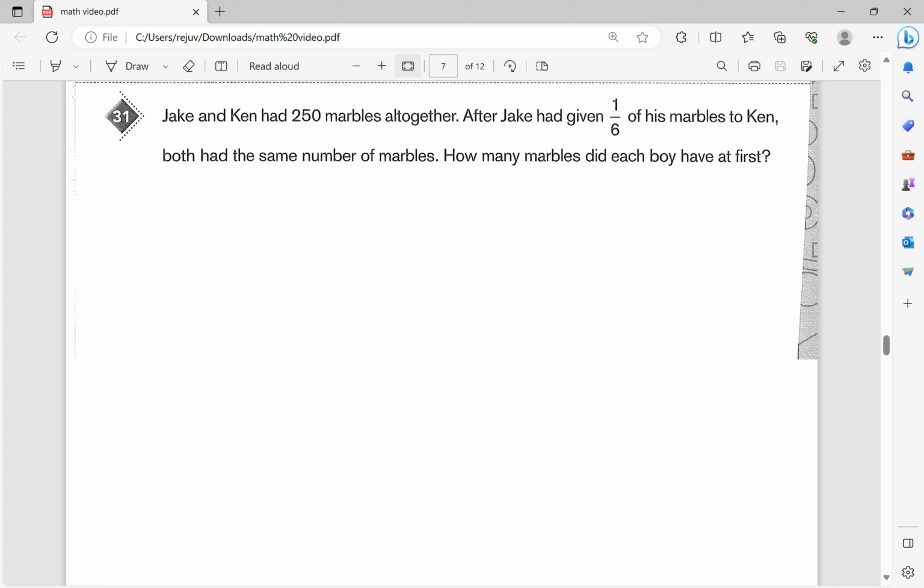Jake and Ken had 250 marbles altogether. After Jake had given 1/6 of his marbles to Ken, both had the same number of marbles. How many marbles did each boy have at first?